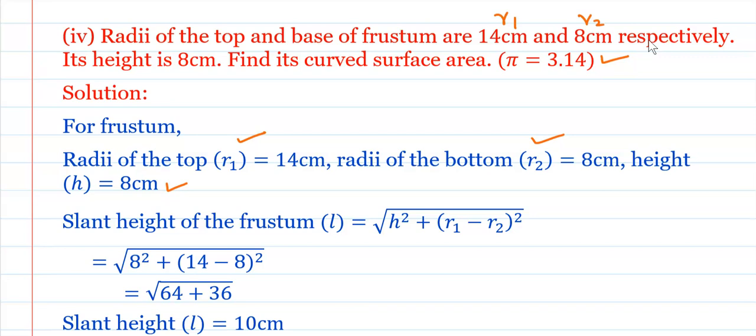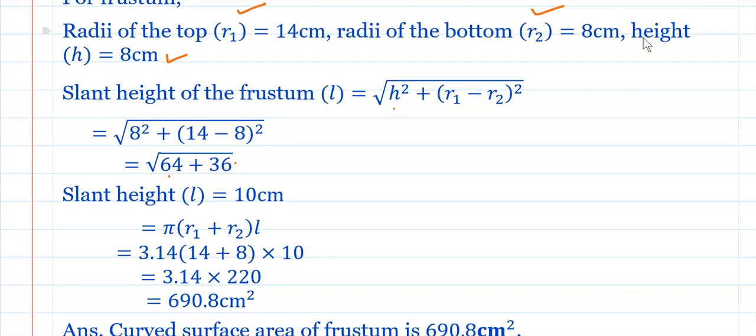Slant height लागणार आपल्याला इथे. L is equals to root of h square plus bracket R1 minus R2 bracket square. Substitute the value: 8 square plus bracket 14 minus 8 bracket square. 8 square means what? 64, 36. That is the root of 100, and that is equals to 10. Therefore, this slant height L is equals to 10 centimeter.